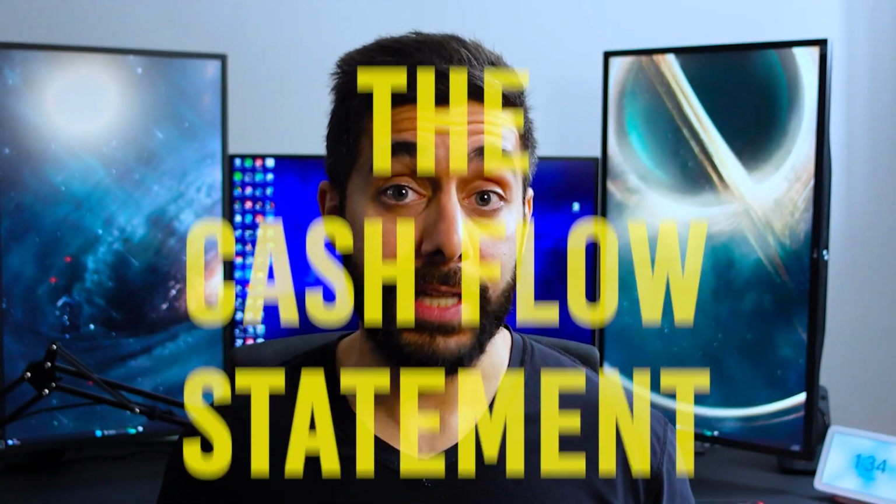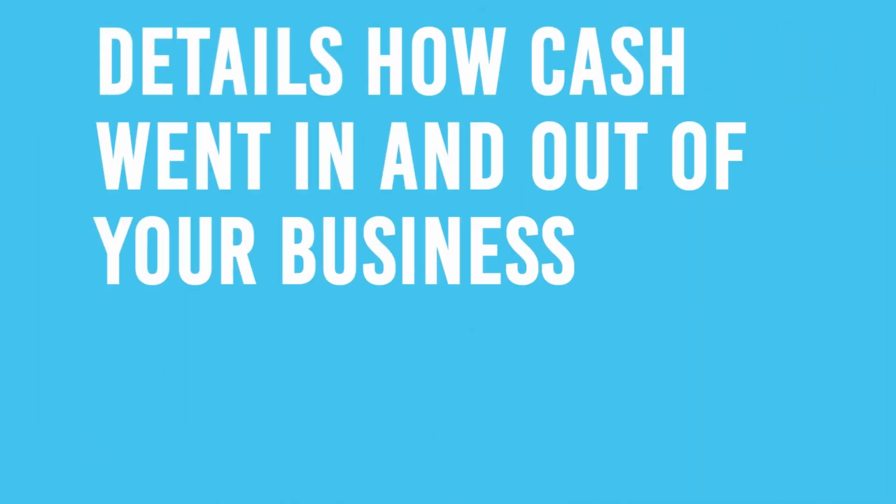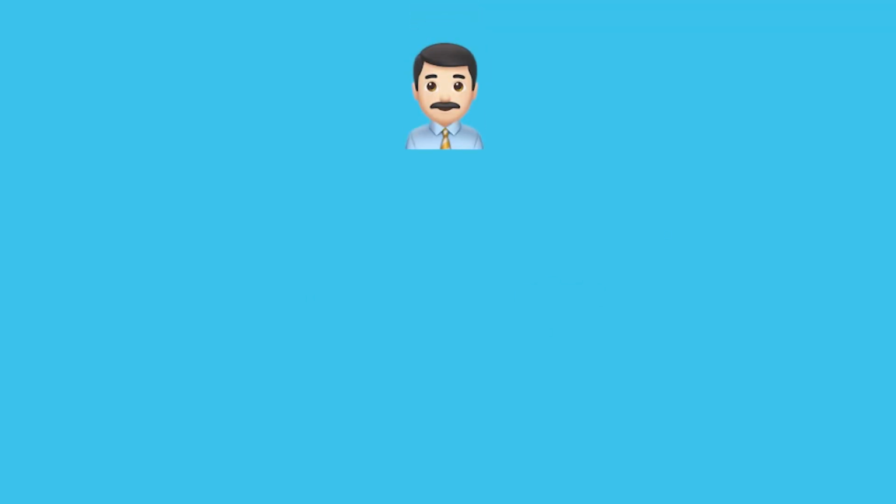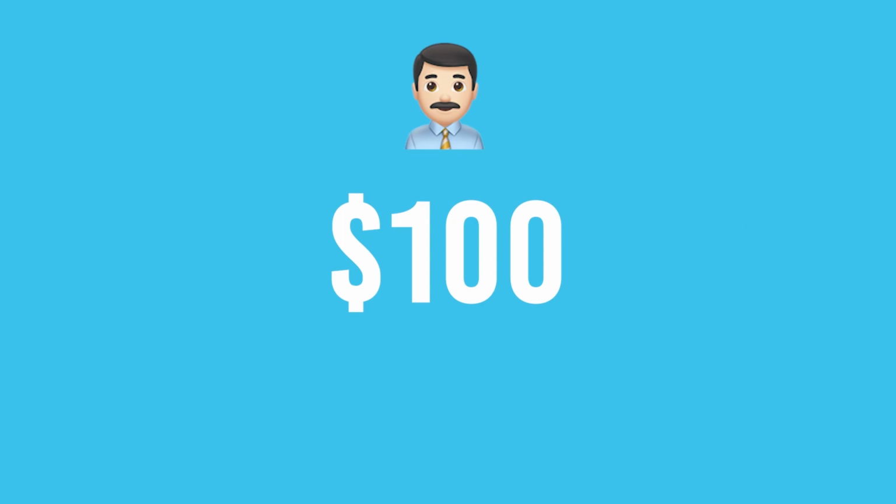The cash flow statement. The cash flow statement details how cash went in and out of your business over a specific period of time. This is actually helpful because the income statement doesn't only look at cash transactions. Say for example, you spent $100 of cash on buying inventory. This wouldn't show up on the income statement because it's not an expense, but the cash flow statement will show that $100 left your business. The reason for the difference is because of cash versus accrual accounting. Now, we won't get into that here, but if you want to learn more about it, you can find the video in the corner or a link in the description box below.